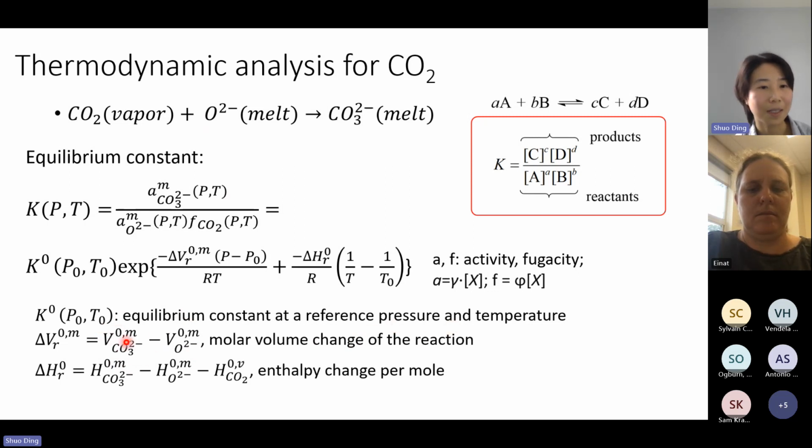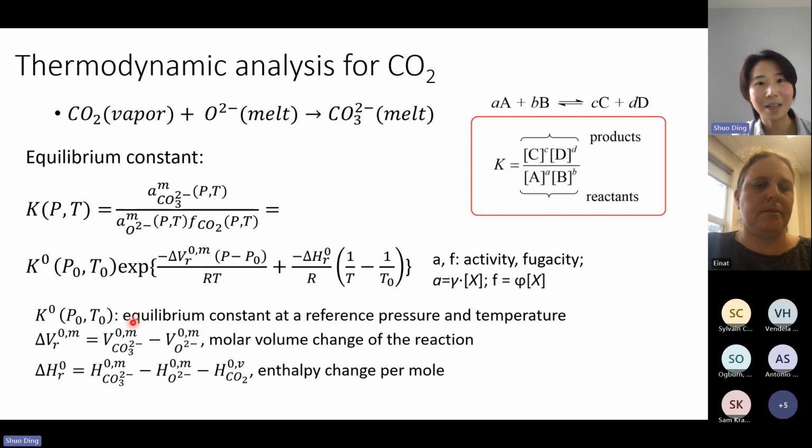Here it's the molar volume of the carbonates minus the molar volume of the oxygen ion. And then the delta H is the molar enthalpy change of this whole reaction. So by doing this, we are basically expressing this equilibrium constant, right? The right side is a function of pressure and temperature with this delta V, delta H, and the K0. These things we actually don't know. But what experiments can give us is the pressure and temperature, right? So if we want to use the experiments to calibrate, then we know the pressure and temperature.